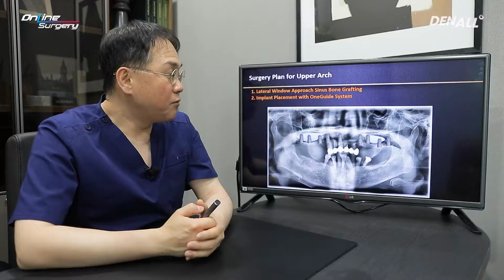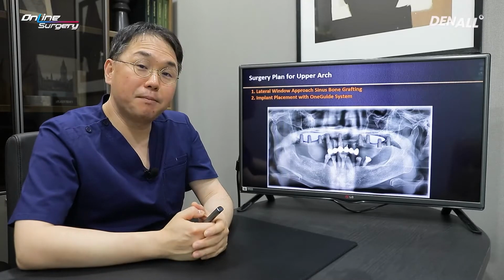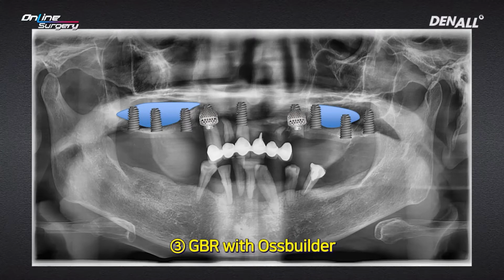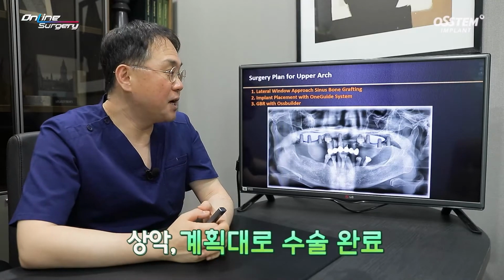After that, in the anterior region, you can see a lot of vertical bone defect due to severe periodontal disease, and OSSTEM's OSSBuilder was used for GBR. Contouring augmentation was done in the anterior area as well. Surgery for the upper was done in OSSTEM Meeting Life Surgery in China.